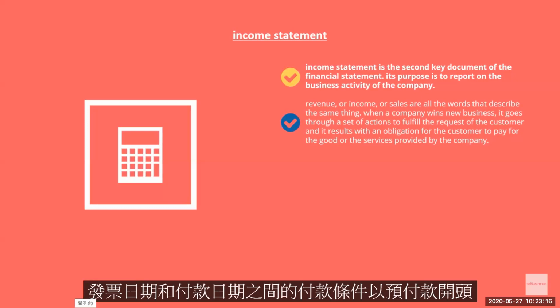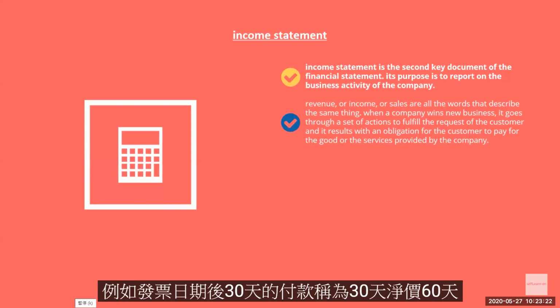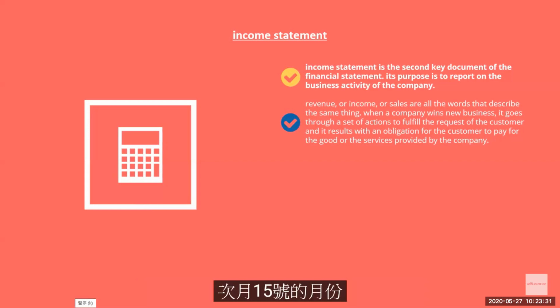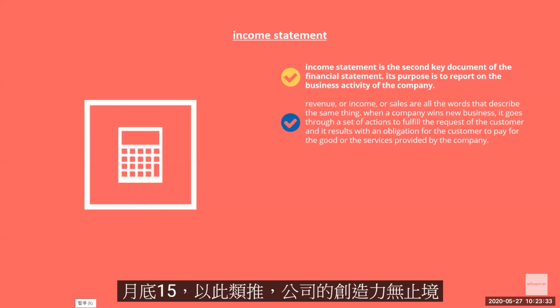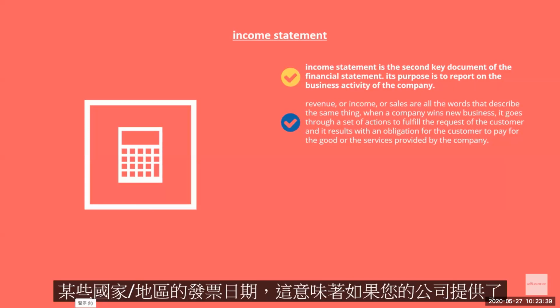Payment terms start with prepayment, which requires the customer to pay on the invoice date. It can also have many forms, such as payment 30 days after the invoice date, called 30 days net, 60 days after the invoice date, called 60 days net, at the end of the month, called end of month, on the 15th of the following month, called end of month, the 15th, and so on. There's no limit to the creativity of companies when it comes to payment terms, and it can go as high as 120 days after the invoice date in some countries.